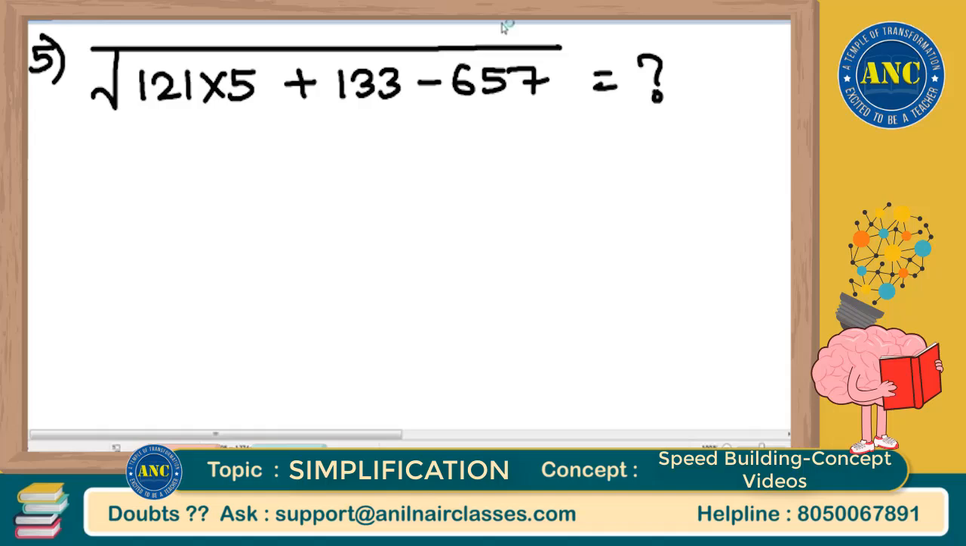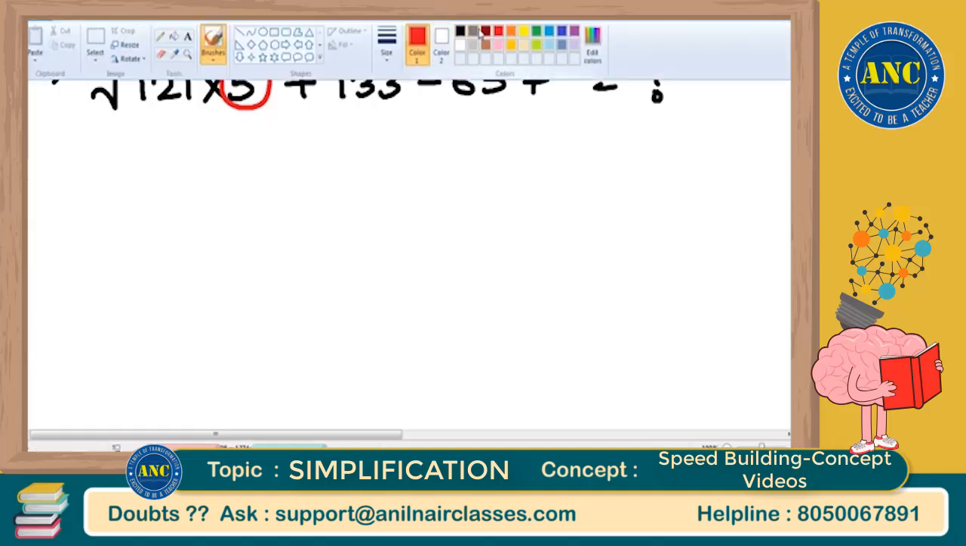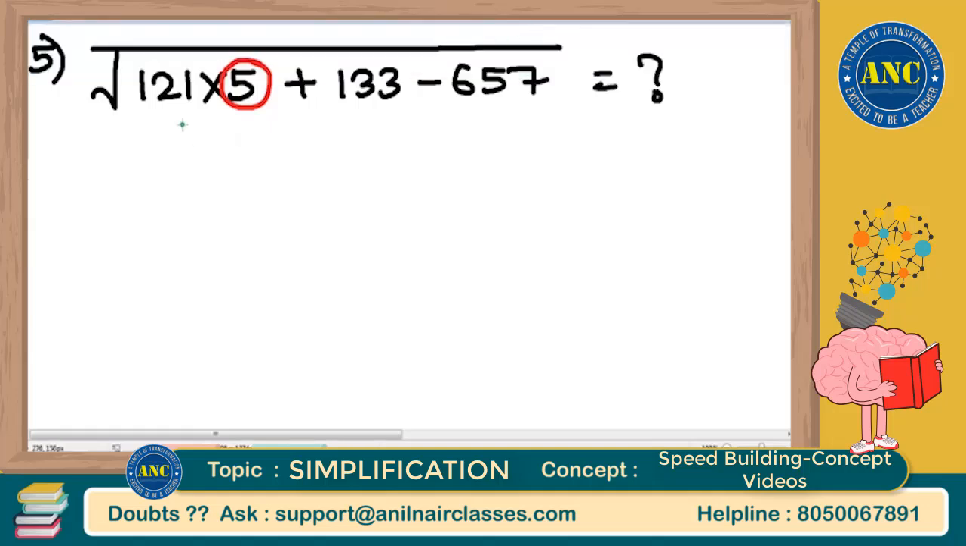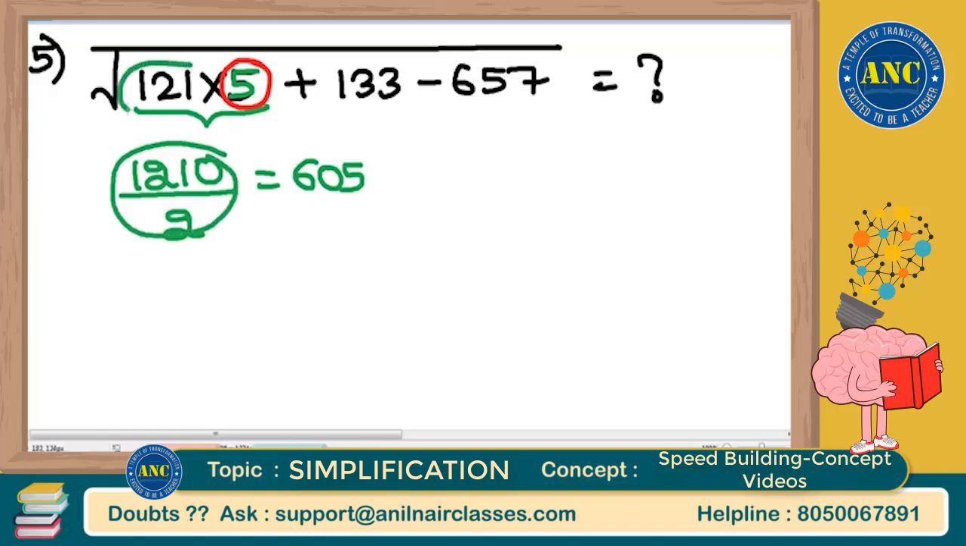Now see here, 121 into 5. I told you already, I hate any number ending with 5. Similarly, I also hate any number multiplied by 5. I want to multiply it by 10, because multiplying by 10 is just putting an extra 0. So 121 into 10 is 1210, but actually I should have multiplied by 5. Because I multiplied by 10, I divide by 2, since 10 by 2 is nothing but 5. So this is 605. This is much easier to simplify compared to this. If this itself is easier for you, please go ahead. So it is 605, and 133 is there, minus 657 is also there.